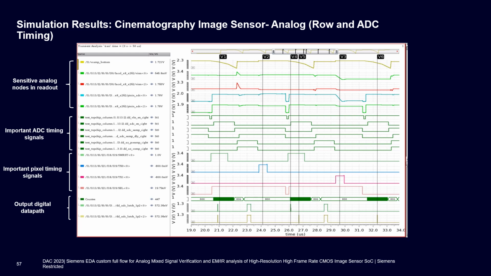Below that, we can see important pixel timing signals like the reset and TX. Finally, at the bottom, we can see the gray-coded ADC counter and the output ADC latch with time of arrival proportional to the pixel signal level. The output of the ADC is latched onto the on-chip SRAM.